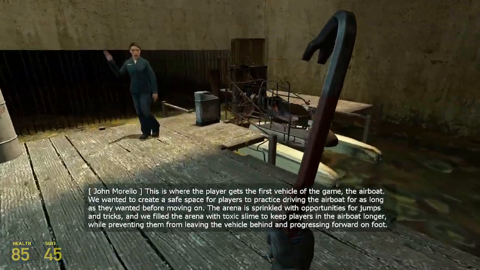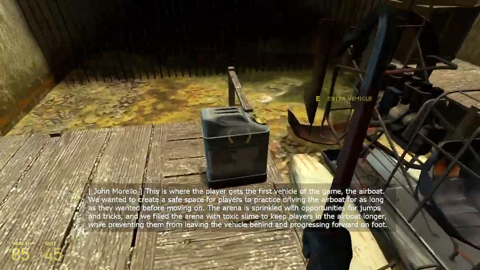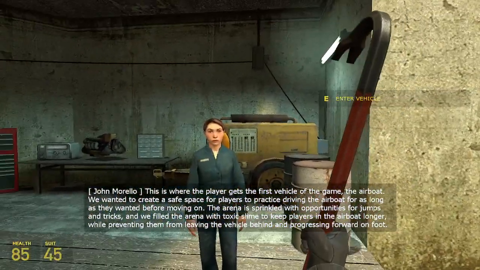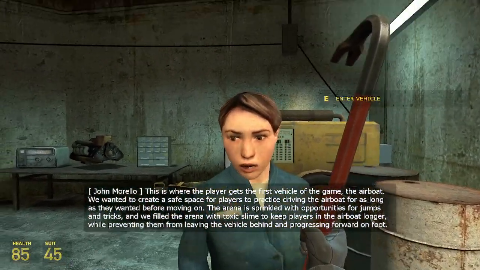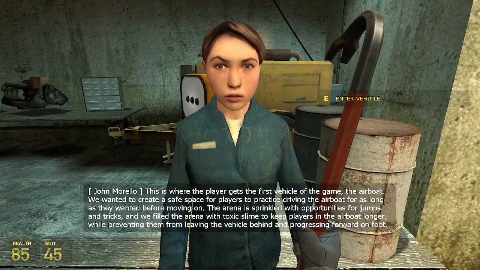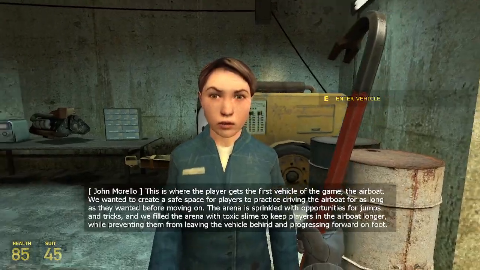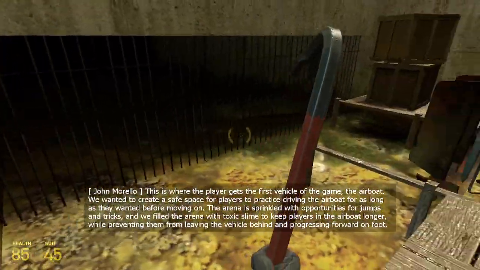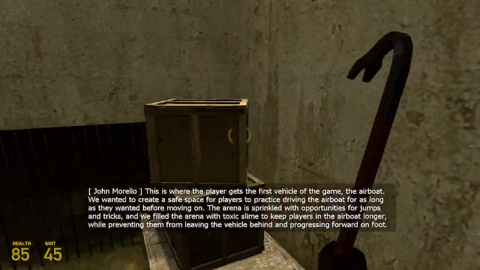Airboat intro. This is where the player gets the first vehicle of the game, the airboat. We wanted to create a safe space for players to practice driving the airboat for as long as they wanted before moving on. The arena is sprinkled with opportunities for jumps and tricks, and we filled the arena with toxic slime to keep players in the airboat longer, while preventing them from leaving the vehicle behind and progressing forward on foot.